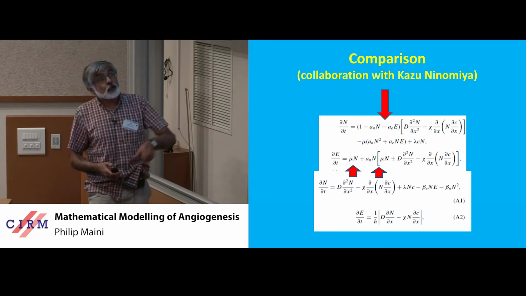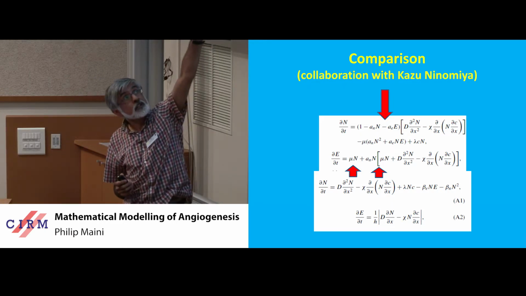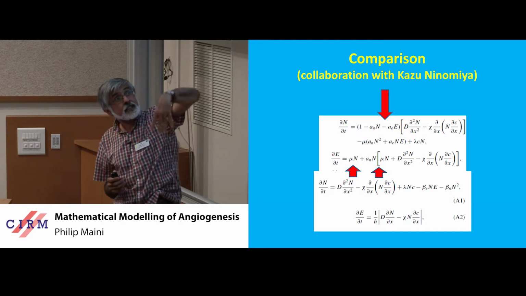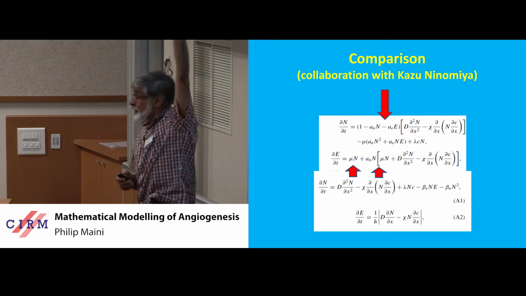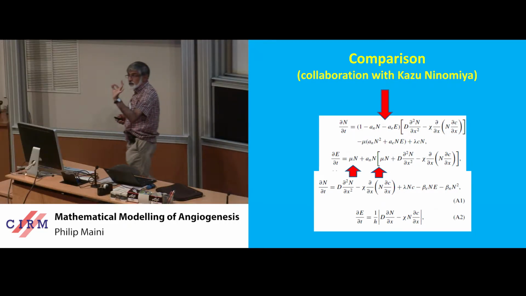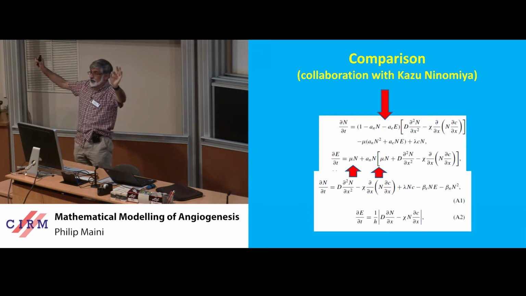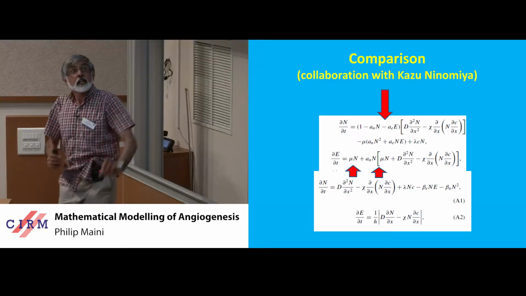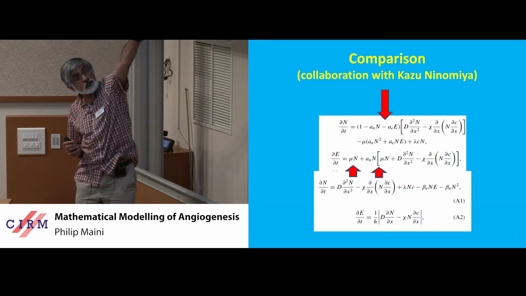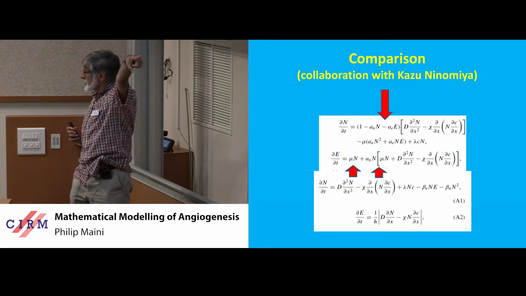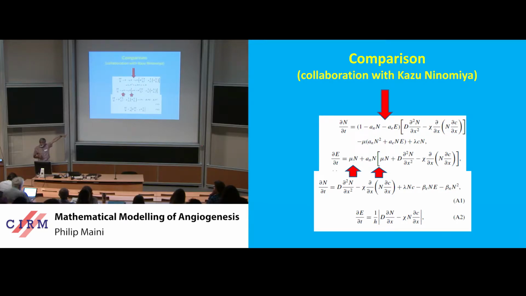Now, if you look at the other terms, the kinetic terms, there's an n squared, an ne, and a cn, just like the one below. So if you look at the equation for n, for our model and for the snail trail model, they're roughly speaking the same. So that's fantastic. Now let's look at the equations for E. Look at our equation for E and look at the snail trail equation for E. They're not even the same type of equation. One's hyperbolic, one's parabolic. They're completely different.